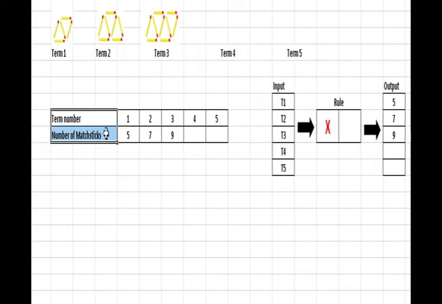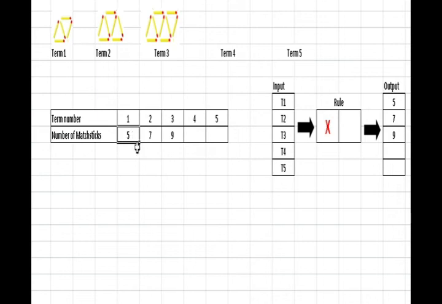Alright, now because we are counting the number of matchsticks, remember we are not going to count the triangles that are inside, that are formed by these matchsticks. We are going to count the number of matchsticks. Now I've already filled in, there's 5 matchsticks in term 1. Because these diagrams or these terms have already been drawn for us, it's easy to count: 1, 2, 3, 4, 5. In term 2 I have counted 7 matchsticks. In term 3 I have counted 9 matchsticks.